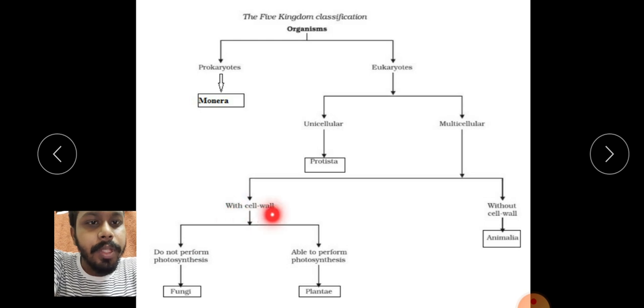With cell wall is divided into two further groups based on photosynthesis. The organisms which do not perform photosynthesis are placed in the fungi group, and all the organisms which are able to perform photosynthesis are placed in the Plantae group. So in this way the five kingdom classification works, and all living organisms are divided into five kingdoms.